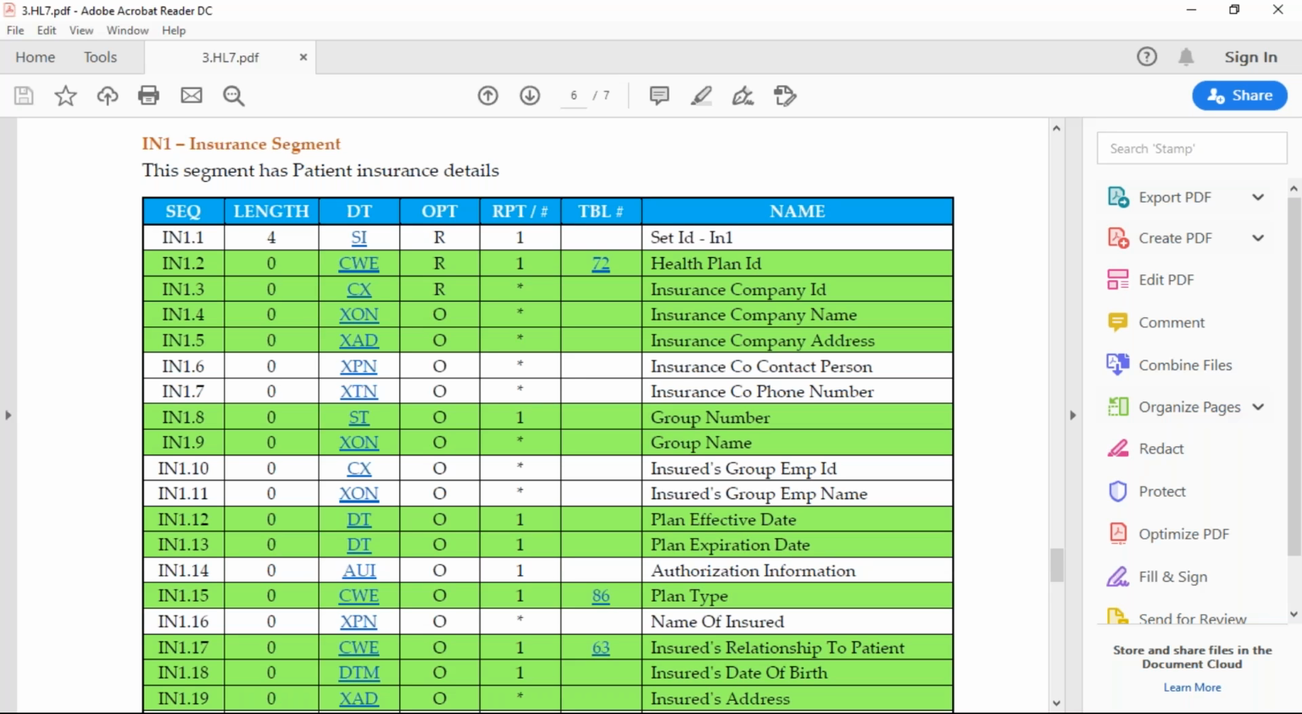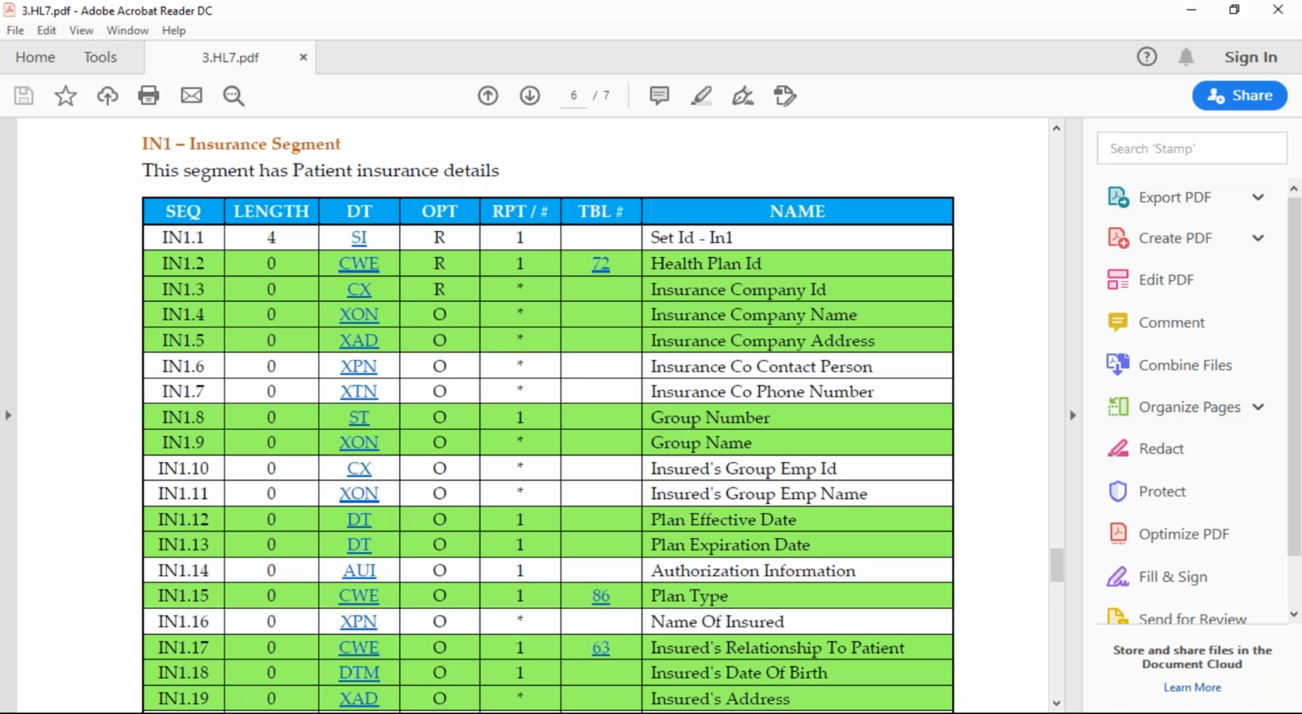IN12 represents the plan ID. Each and every insurance plan has its own ID, so that plan ID will be sent in IN12. IN13 will have the company ID, and IN14 will have the company name. So this will show what the insurance company is. It will show the company ID, the company name, and the company address in IN15. Then we have IN18 and 9, which represent the group number. Insurances have group numbers as well, so the group number and the group name are indicated in IN18 and 9.